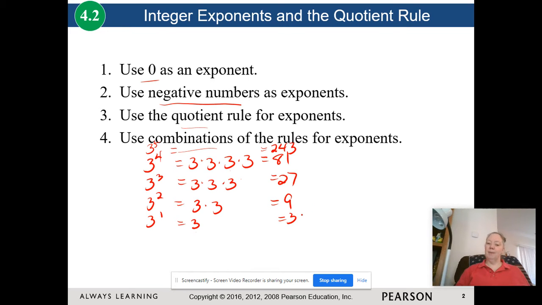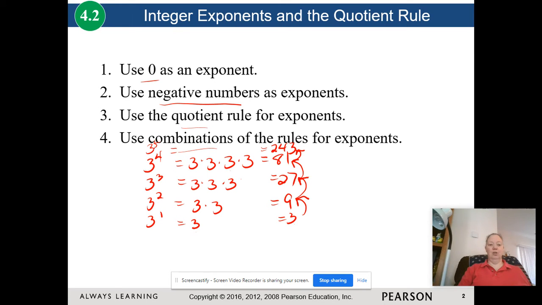So my point is, as I go this way, I am just multiplying each successive term by 3 to get to the next one. So 3 multiplied by 3 gives me 9. 9 multiplied by 3 gives me 27. 27 times 3 gives me 81. 81 times 3 gives me 243. All right.